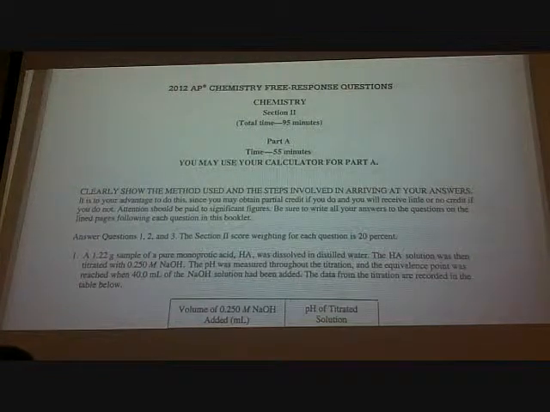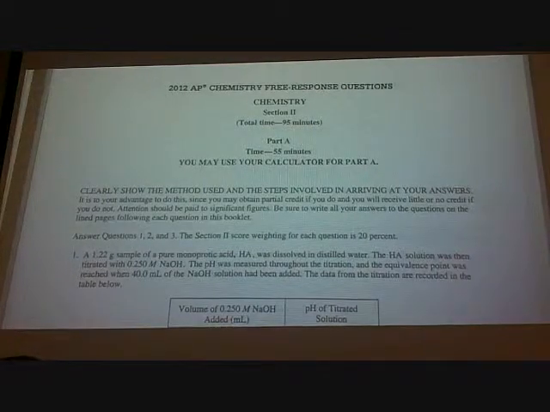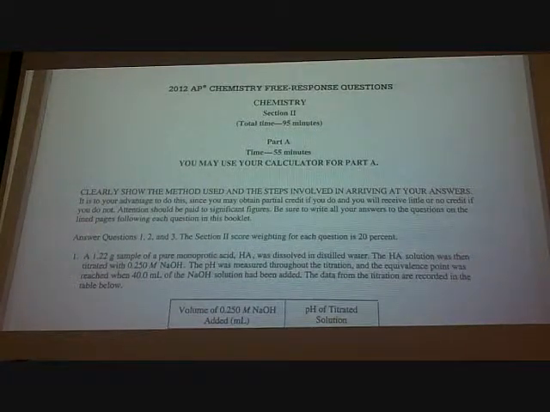The HA solution was then titrated with a 0.25 molar solution of sodium hydroxide, which is a what? Strong base. So we have a weak acid with a strong base. And for all titrations that we care about, that's how it's going to be. It's going to be a strong base or acid with a weak.